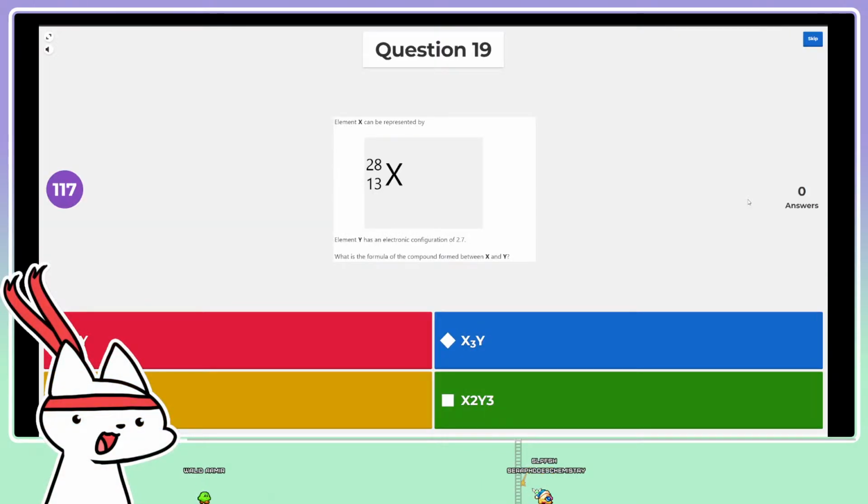Okay, question 19. Element X can be represented by 2, 8, 3, that is 13X. The configuration of Y is 2.7. What is the formula formed?